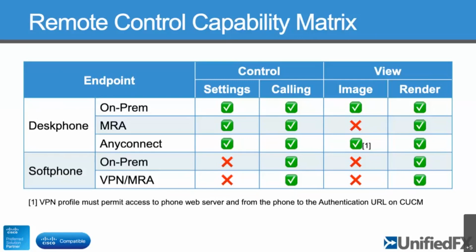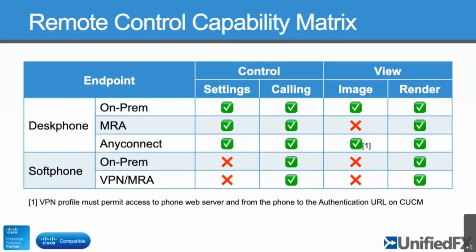Whereas when it comes to seeing the actual screen of the phone, there's more constraints there. You can't do that over MRA. You can technically do it over a VPN such as AnyConnect, but with that little bullet point there, the VPN profile has to be set up accordingly for that to work. So it's not necessarily going to work out of the box. Soft phones don't even have the concept of that. That's really in the domain of doing PC application sharing, etc. So that's the visibility of the endpoint.